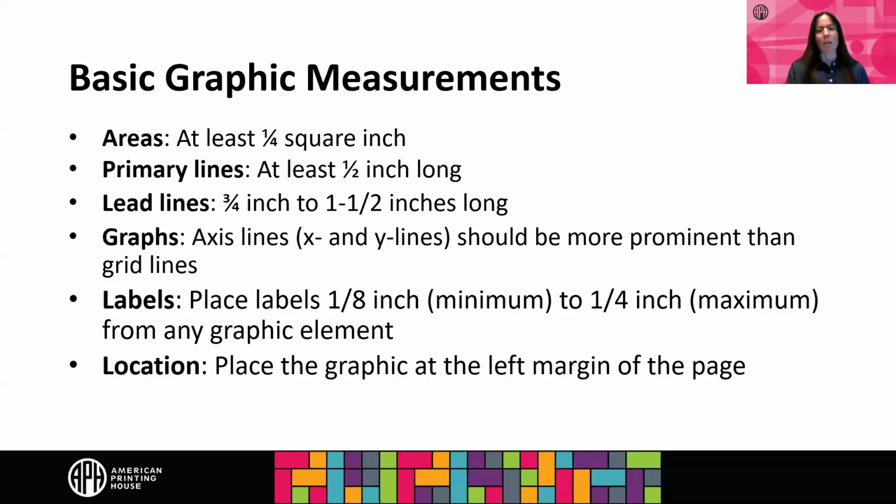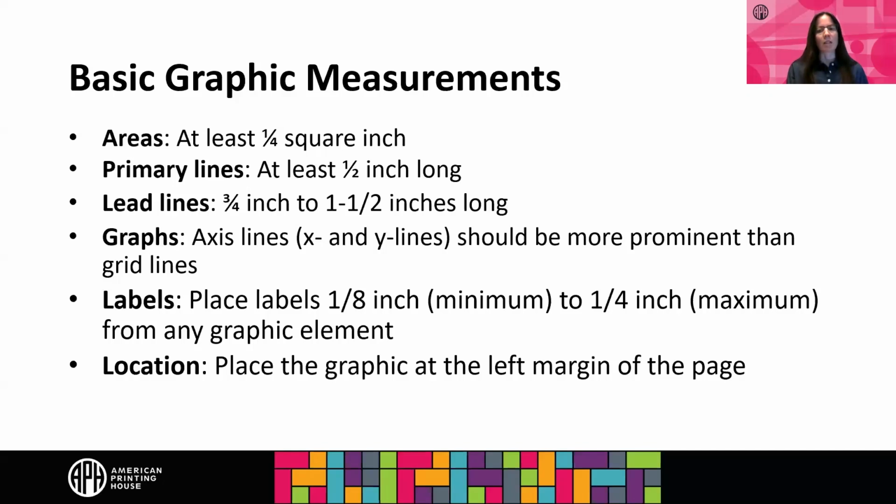Then for primary lines, which are those most tactually significant lines, for example, streets on a map, the standards tell us that these should be at least 1/2 inch long. And this also is not very big. 1/2 inch is about half the length of a small paper clip. So for our purposes, at least 1 inch or longer is better. So at least the whole paper clip length.